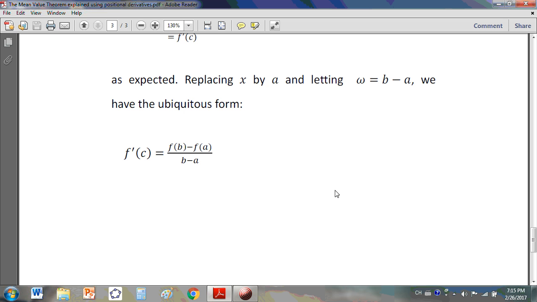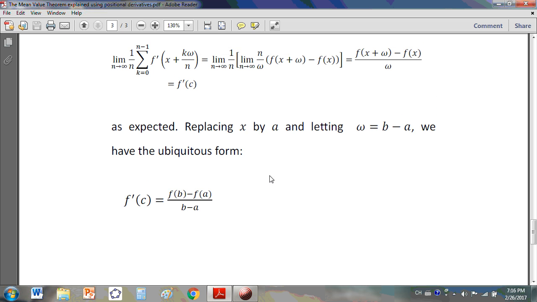But I hope you've learned something from this particular video. The fact that the mean value theorem is nothing like what they teach you at school or university. It's something completely different, and no one else except I really understands it. But hopefully now you will understand it too.